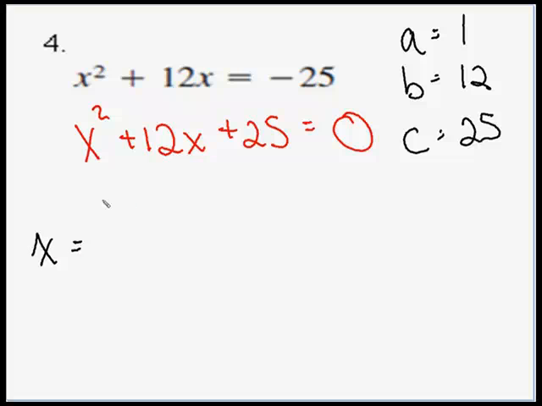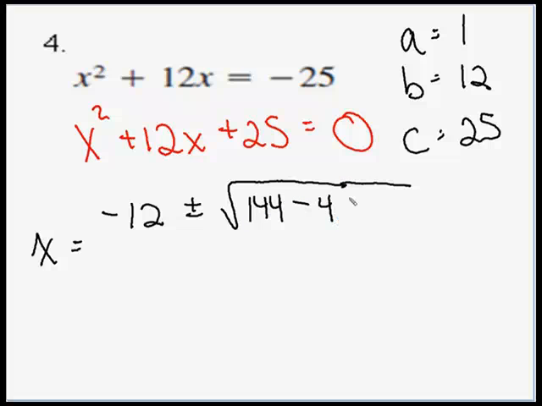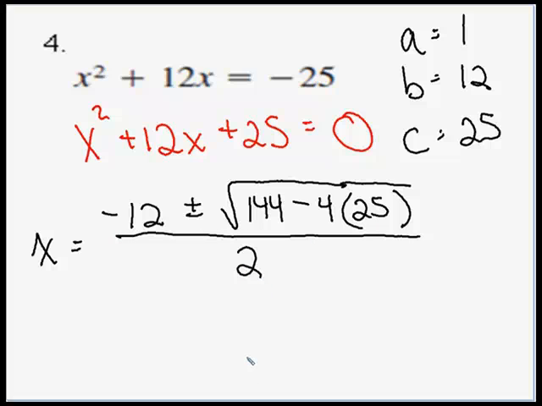Quadratic formula: x equals negative b, so that's going to be a negative 12, plus and minus the square root of b squared, 12 squared is 144, minus 4 times a times c. A times c is 1 times 25, or 25. And that's all divided by 2 times a, or 2 times 1.